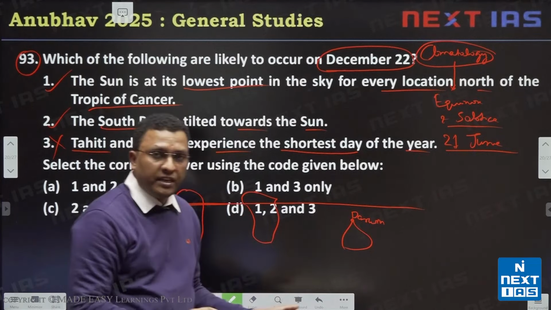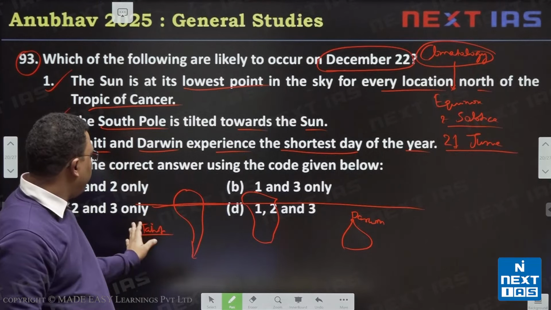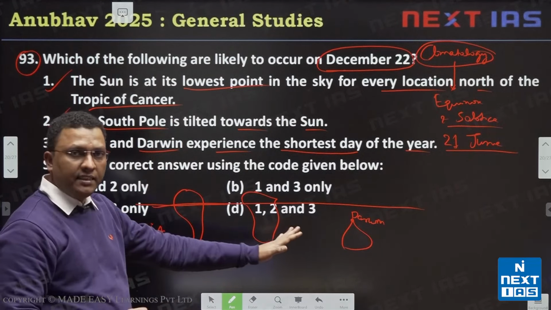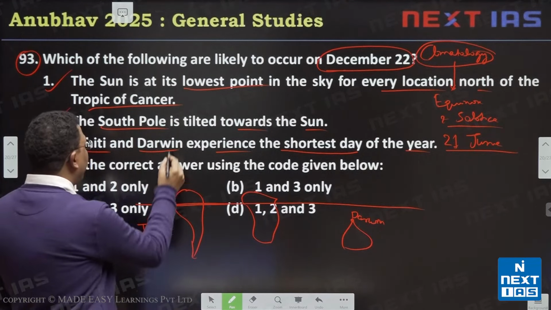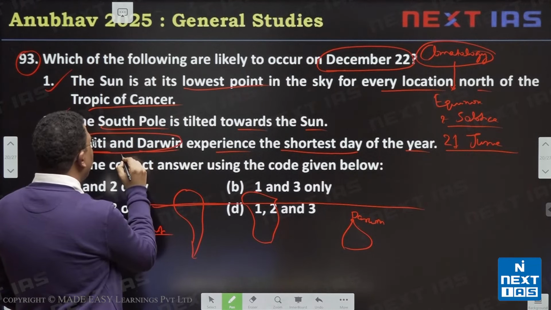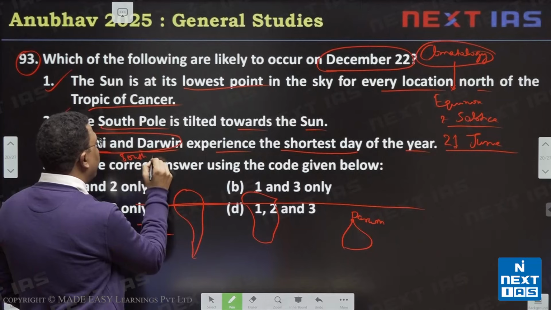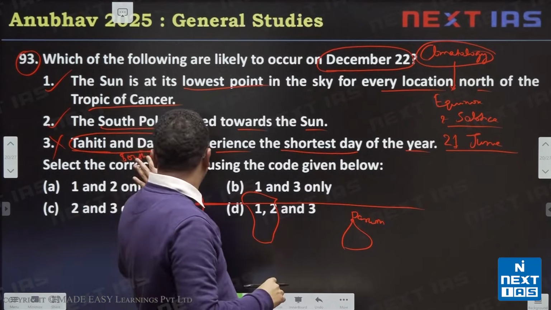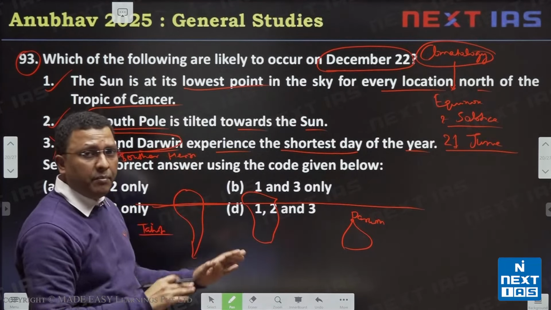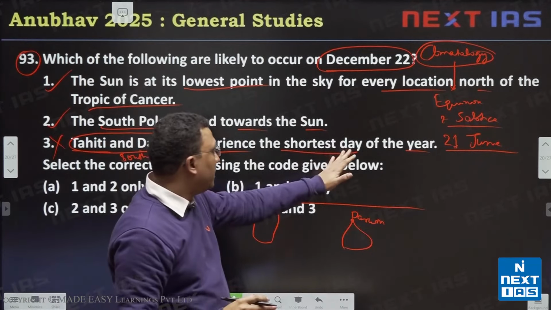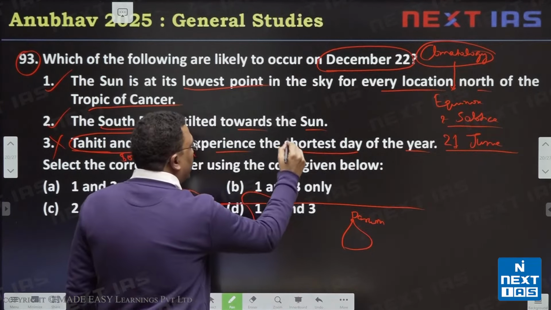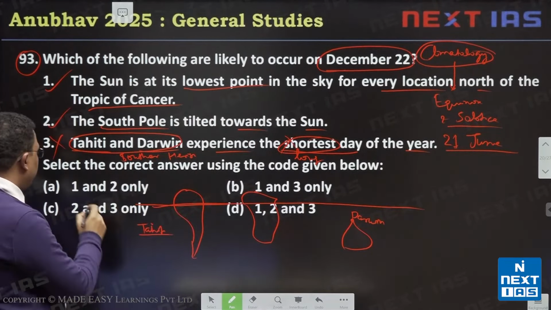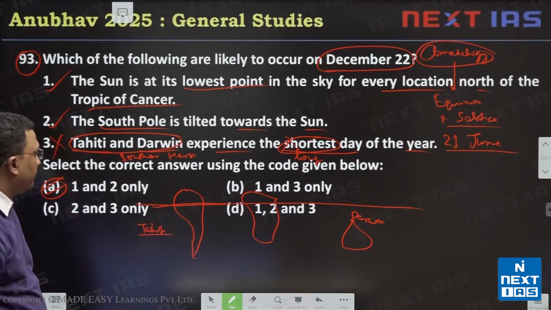Tahiti and Darwin are very famous in geography because pressure for calculating Southern Oscillation Index is calculated at these two stations, right? So by writing Tahiti and Darwin, it means any place in southern hemisphere. Tahiti or Darwin are just mentioned here, but it could also have been written that any place in the southern hemisphere will have shortest day of the year, right? So this is not correct. It will basically be longest day. So that means the correct answer here is 1 and 2 only, A, right?